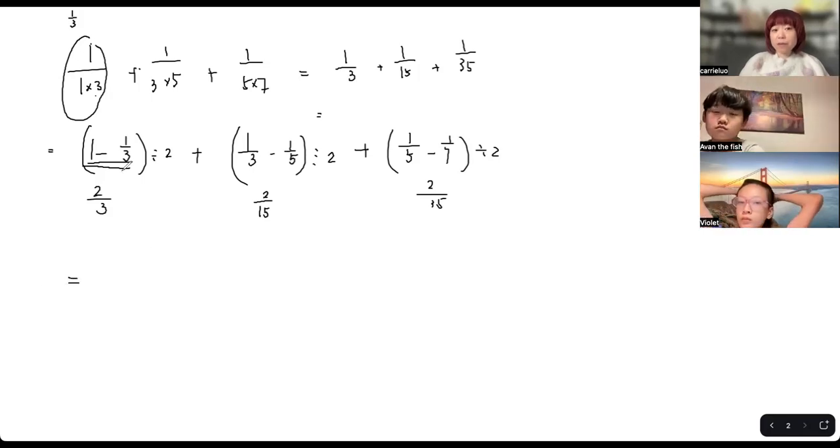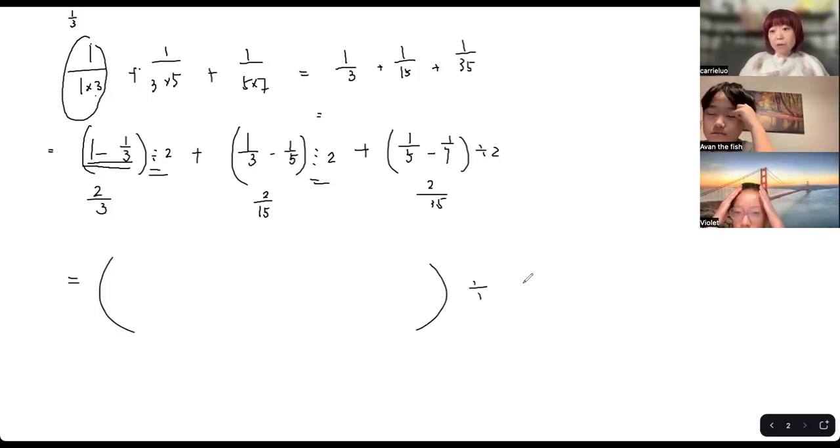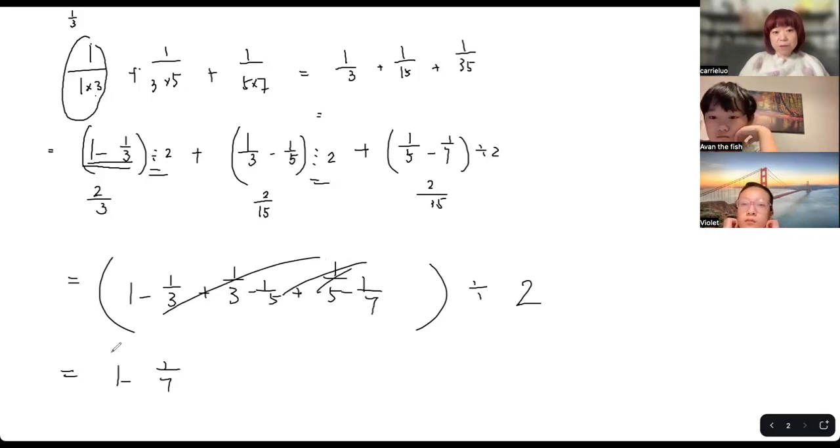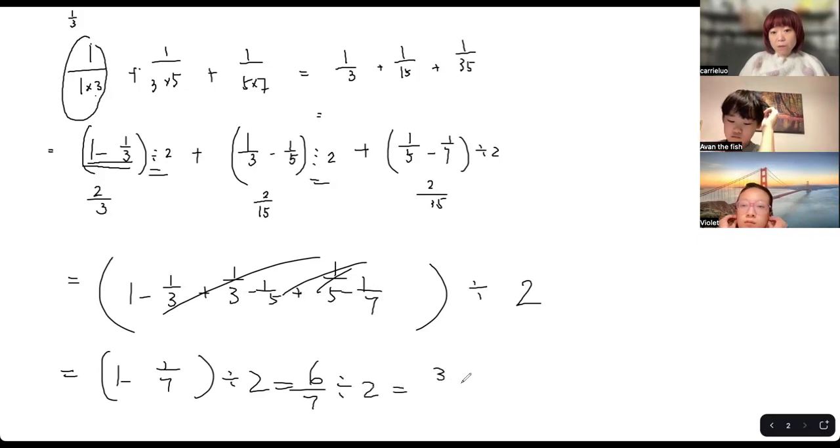Okay, so we have learned that all the terms are divided by 2. So we're going to do what? We do everything inside the bracket and then divide by 2. Understand, Evan? So we have 1 minus 1 over 3 plus 1 over 3 minus 1 over 5 plus 1 over 5 minus 1 over 7. So all of them are gone. So the answer is 1 minus 1 over 7, but divided by 2, equals 6 over 7 divided by 2 equals 3 over 7. Okay, so please take notes and ask me if there's anything you don't understand.